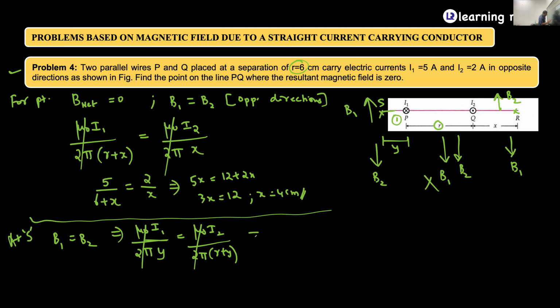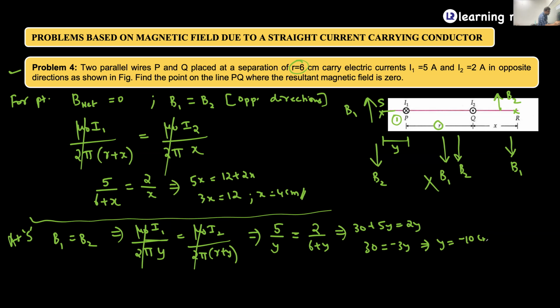So what is the value of I1? It is 5 divided by Y is equal to 2 divided by 6 plus Y. So cross multiplying this, what will you get? 30 plus 5Y is equal to 2Y. So 30 is equal to minus 3Y, which implies Y is equal to minus 10 centimeter. And this value is not possible because it is distance and distance can't be negative. So there is only one point where the net magnetic field can be 0. That is happening on the right hand side in this scenario.